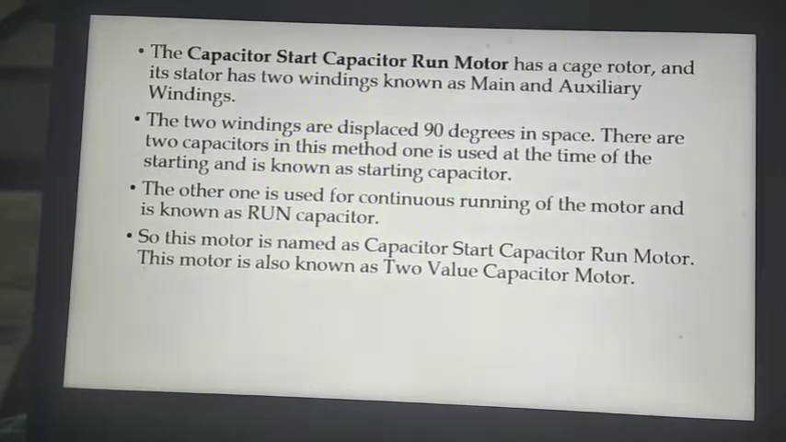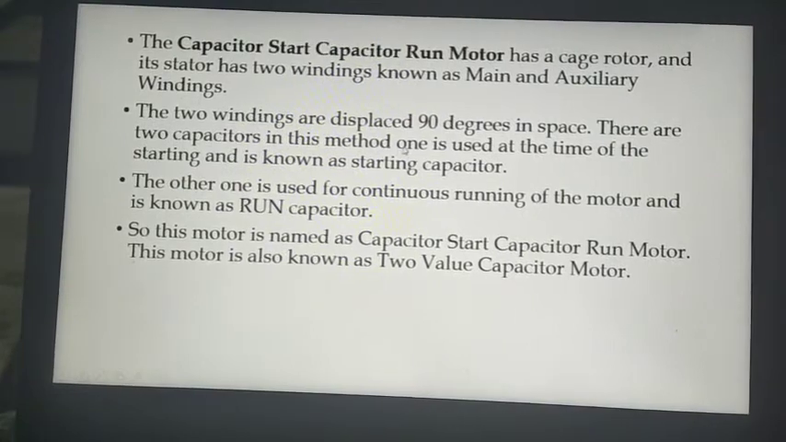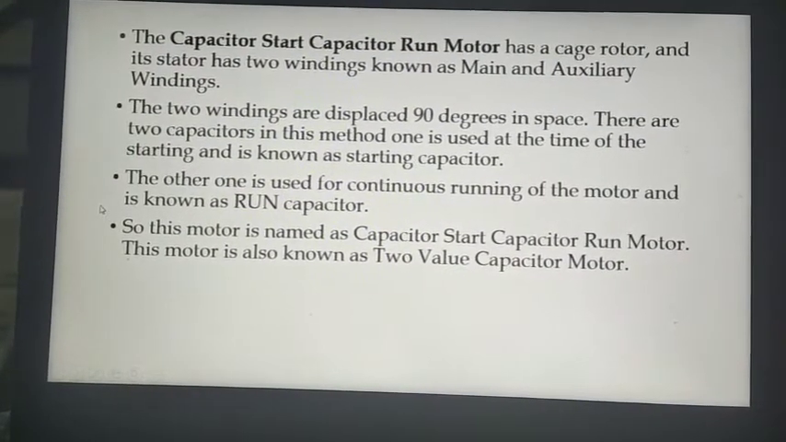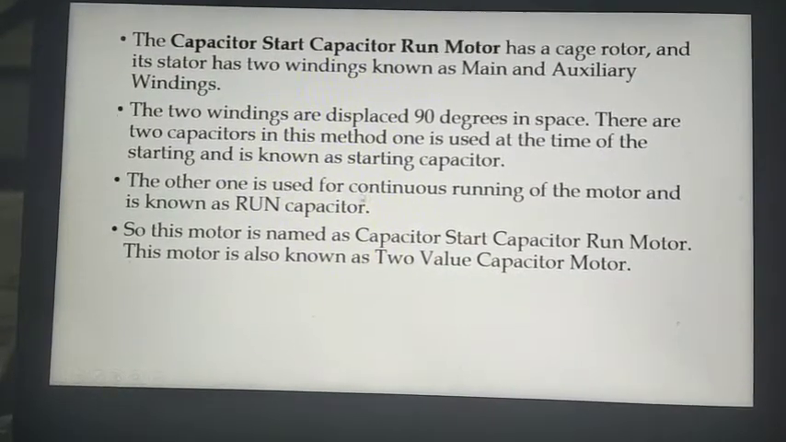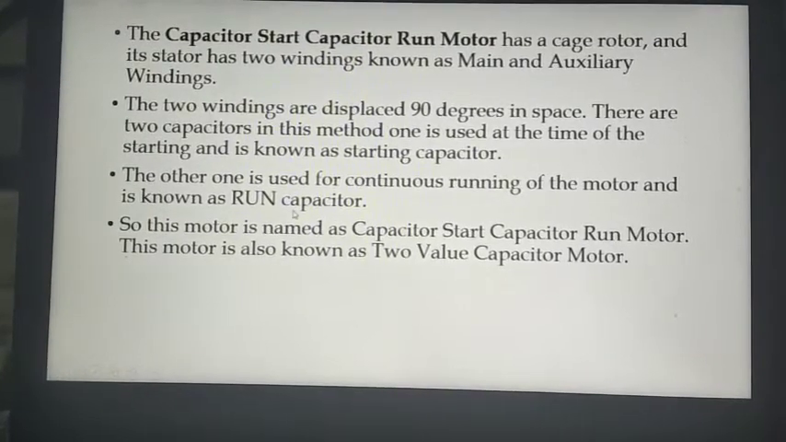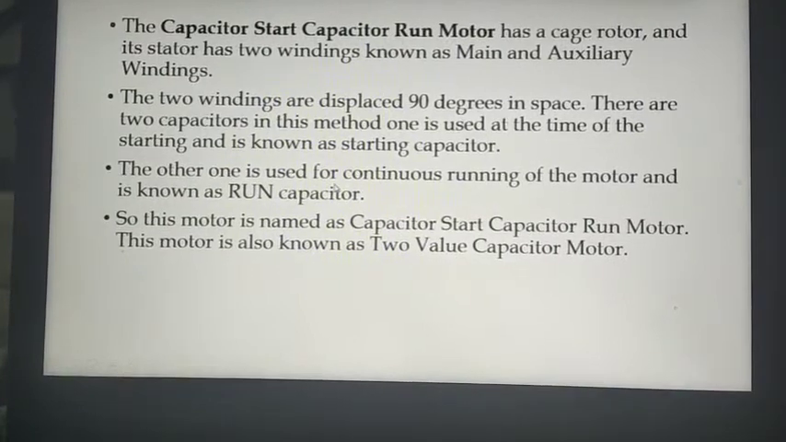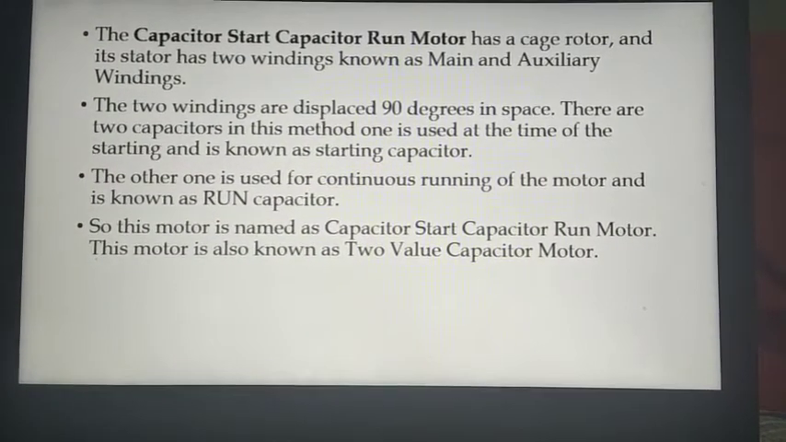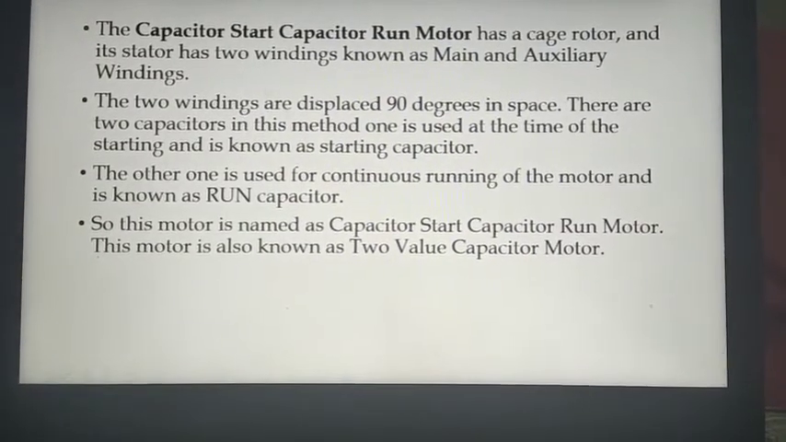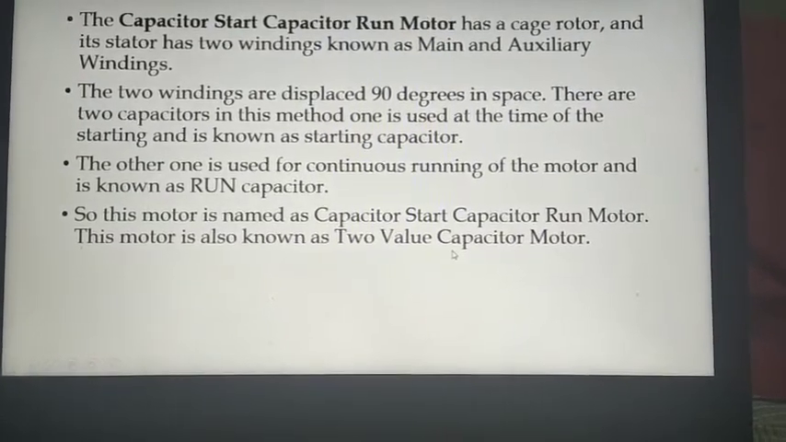The two windings are displaced by 90 degrees in space. There are two capacitors in this method. One is used at the time of starting, known as the starting capacitor. The other one is used for continuous running of the motor and is known as the running capacitor, the run capacitor. So capacitor start and capacitor run. So this motor is named as capacitor start capacitor run motor. This motor is also called a two value capacitor motor. Here they mentioned two value capacitor motor.